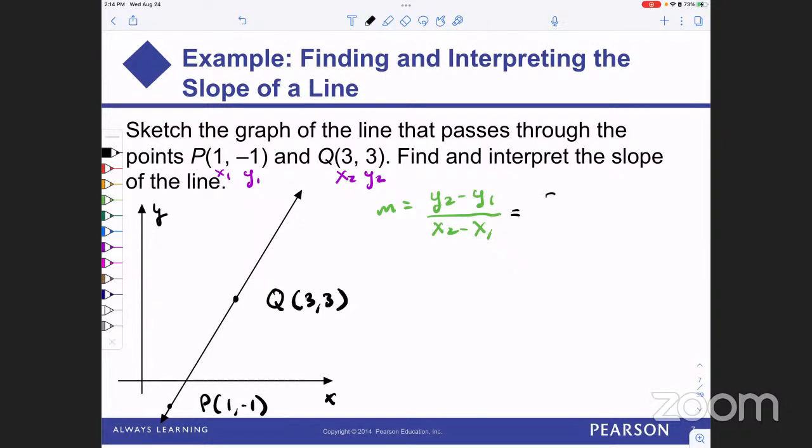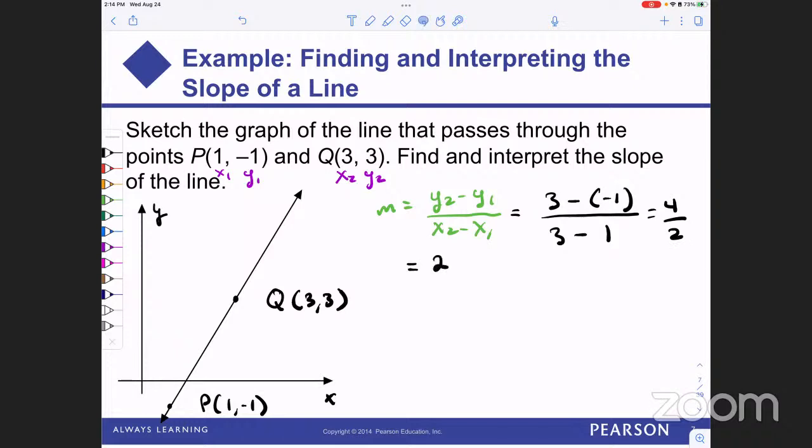So then my y2 is 3. My y1 is negative 1. Notice my use of parentheses. My x2 is 3, and my x1 is 1. So I think that double negative becomes positive. So on top, we get 4. On bottom, we get 2. So then the slope is ultimately 2.